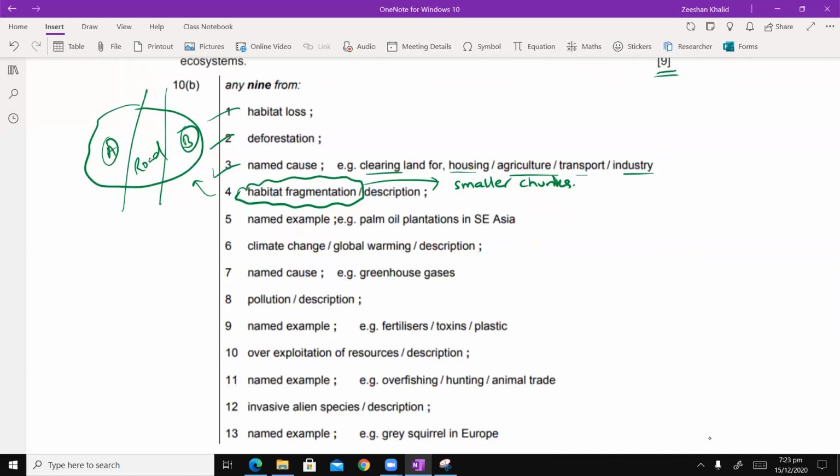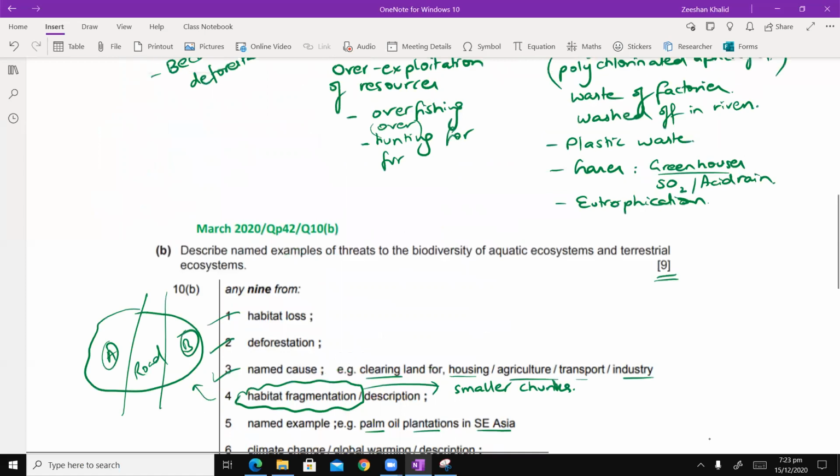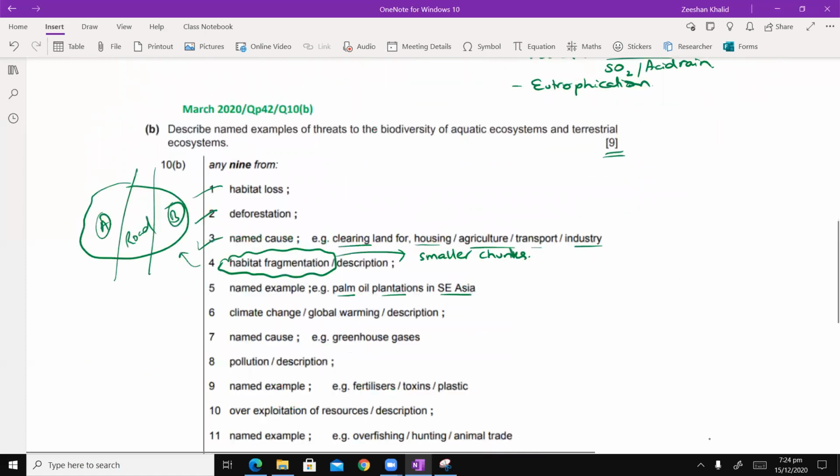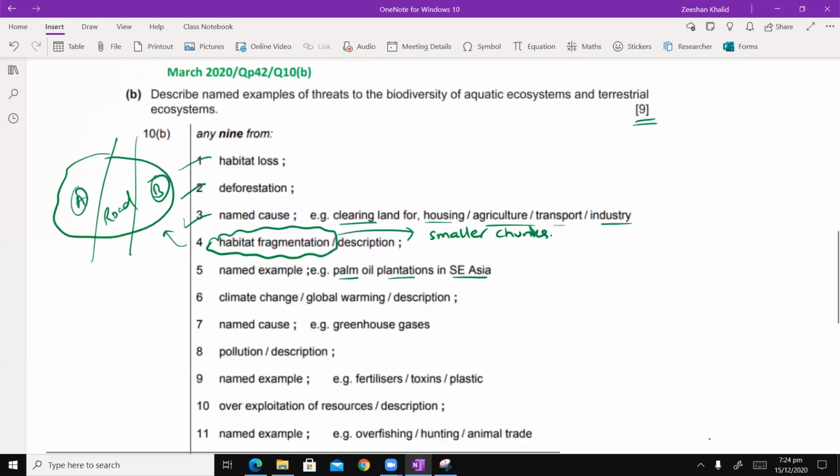Okay, and then named examples, for example, palm oil plantations in Southeast Asia. For this, you have to go to the textbook. For every topic, you must remember at least one example given in your book. I will try my best to give you one, but the reason I'm giving you the marking schemes and all of these points as fast food, as some teachers say, is just because it's easier for you to memorize all of this. But if you're thinking you're going to get away with this topic without reading the textbook, then I'm sorry, you're mistaken.